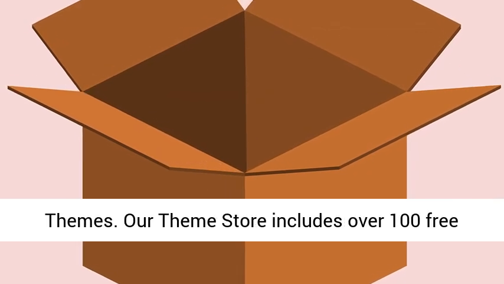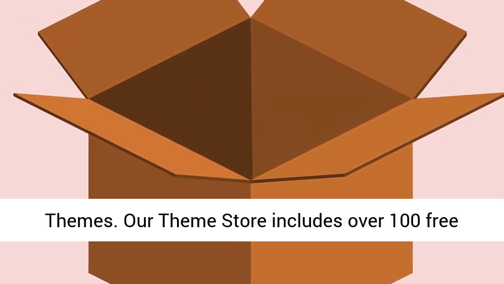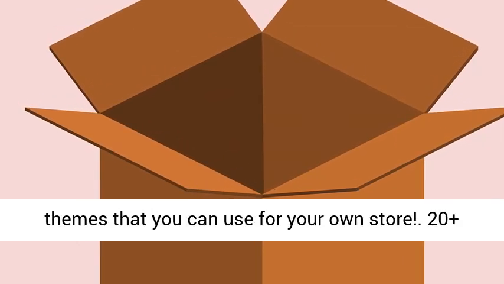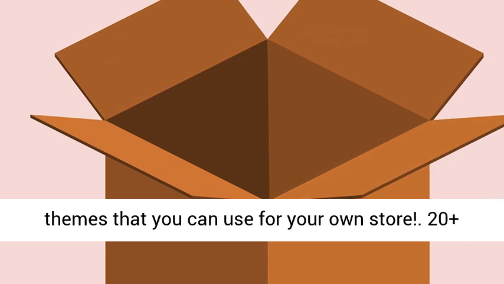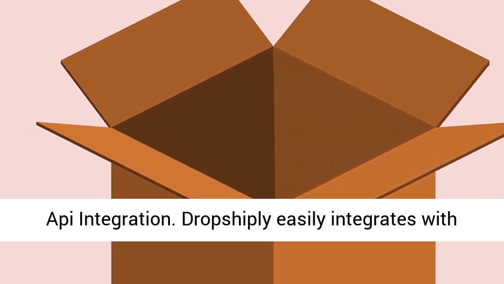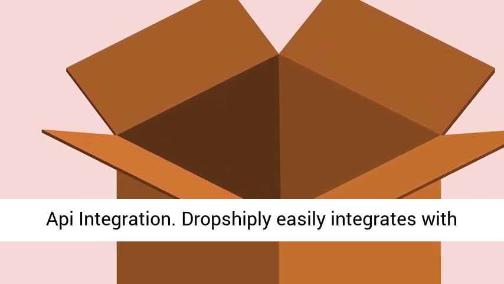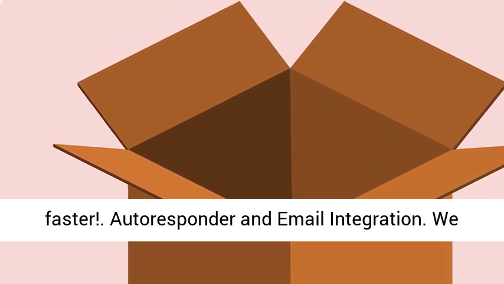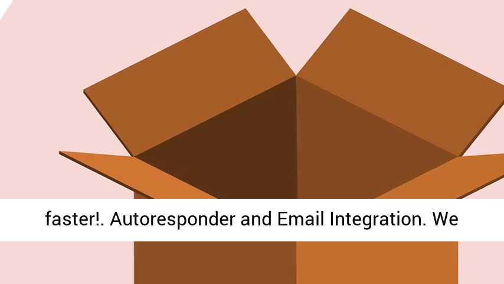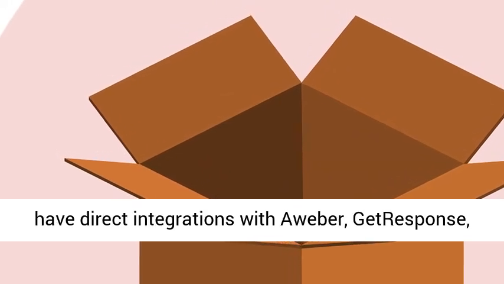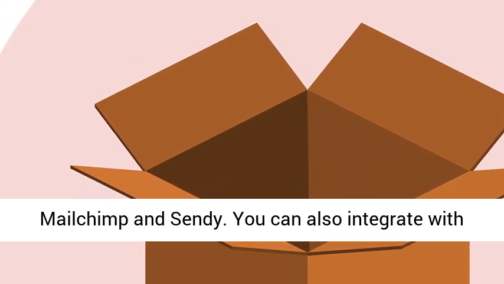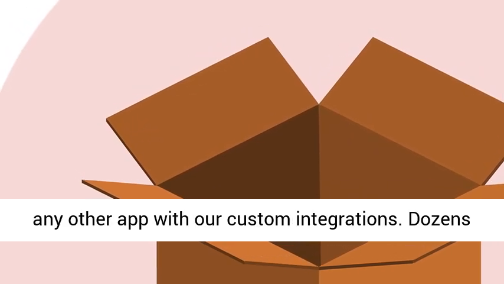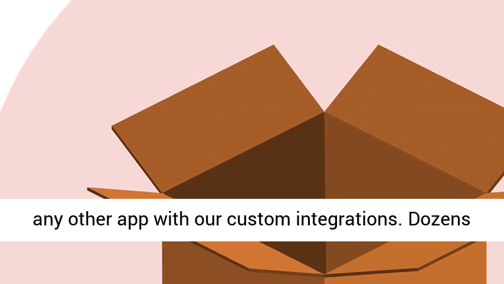sales. Premium themes. Our theme store includes over 100 free and premium professionally designed e-commerce themes that you can use for your own store. 20+ API integration. Dropshiply easily integrates with 20+ APIs to make your life and work easier and faster. Autoresponder and email integration. We have direct integrations with Aweber, GetResponse, MailChimp, and Sendy. You can also integrate with any other app with our custom integrations.